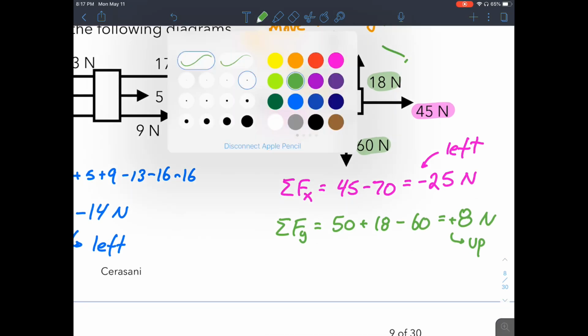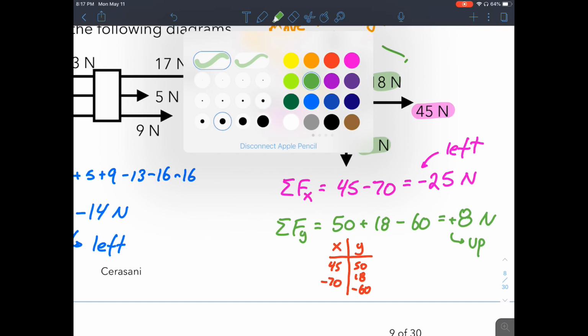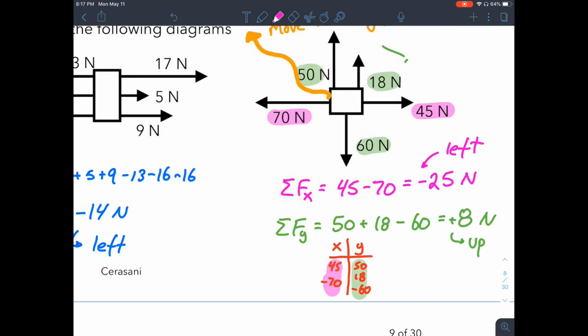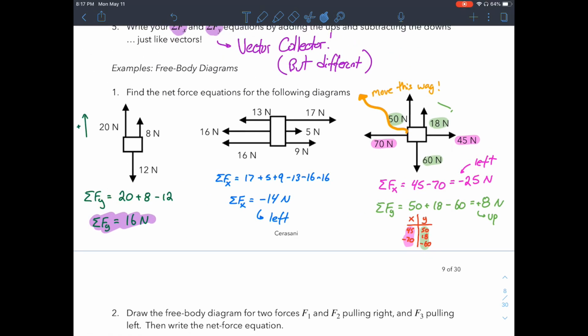What this really looks like, if we go back, and I don't love writing it like this, but you can do it if you want, is just a vector collector. We've got 45, we've got negative 70, we've got 50, 18, and negative 60, okay? That's all we have here. We've got our y components and we've got our x components, but we are writing them out in equations now because we've graduated from vector collectors, okay? Cool stuff. That's how we work with free body diagrams.